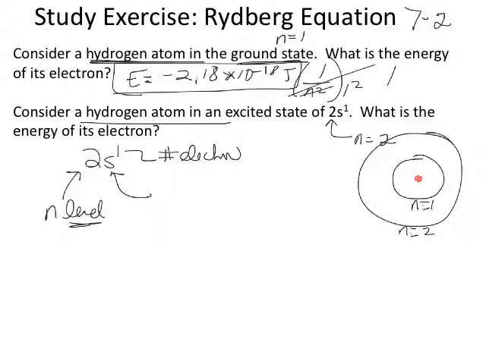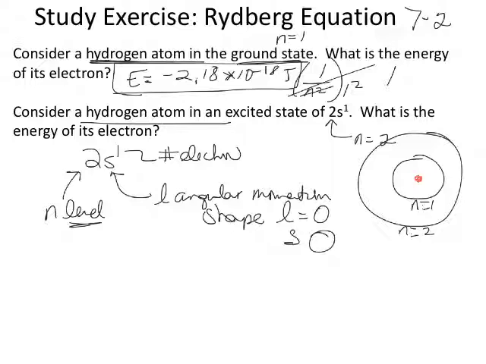And then this s is called, they give you another letter called angular momentum. And this is your shape. And you'll learn that for l equals 0, it's an s shape, and that's just a sphere. Okay, the probability density of finding your electron is in this sphere shape. And that's the way it is for hydrogen.